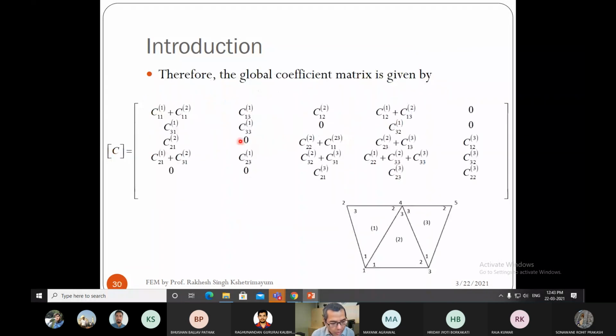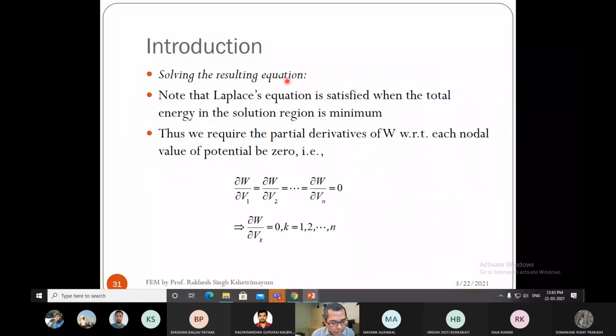Okay, that is how to find the global coefficient matrix. After that, you solve the resulting equation. This is the last step in the finite element method. In order to solve the resulting equation, as you know, this Laplace equation is satisfied when the total energy in the solution region is minimum. So if you want to find the minimum of any function, what do you do? You differentiate that function with respect to the unknown variable and equate it to 0. That is what you do in differential calculus.